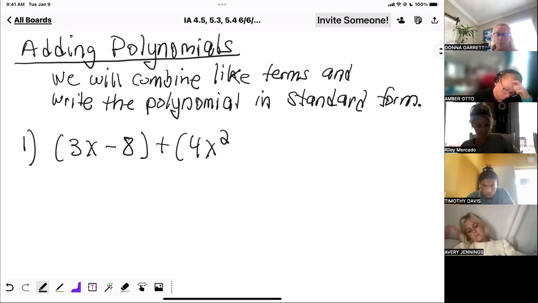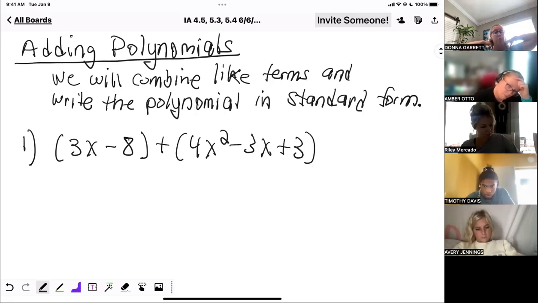Write down the first problem. Okay, we have two polynomials. They're in parentheses. I'm going to show you two different ways to add these. The first one I'm going to do one way, the second one I'm going to do another way, and then you can pick whichever one you like best.